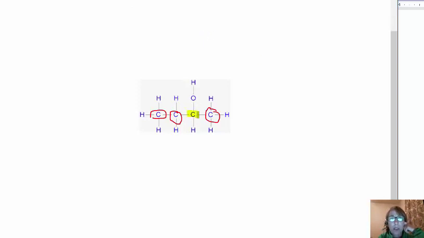However, the 2 carbon is chiral. It has a methyl group bonded to it on the right of the structure. It has an ethyl group bonded to it on the left. It has a hydroxyl group and a hydrogen. So there is a chiral carbon in 2-butanol, and it's the 2 carbon.